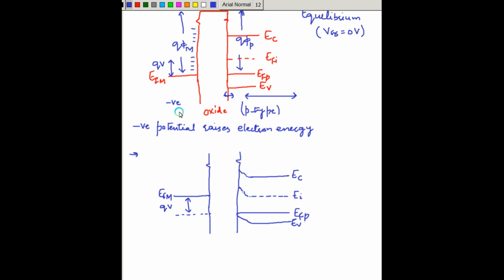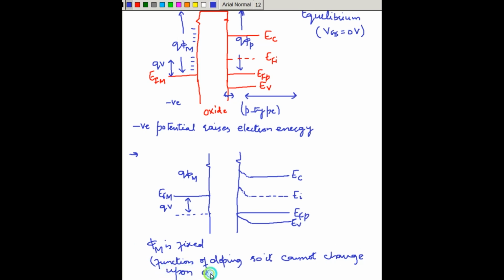Now see, here the work function, which was measured as the energy required for the electron to be moved from the Fermi level to the vacuum level, should change because we are moving the Fermi level from the equilibrium position to this position. But the work function, which is phi of m, is fixed for a material and is a function of doping only. So it cannot change upon application of electric field E.